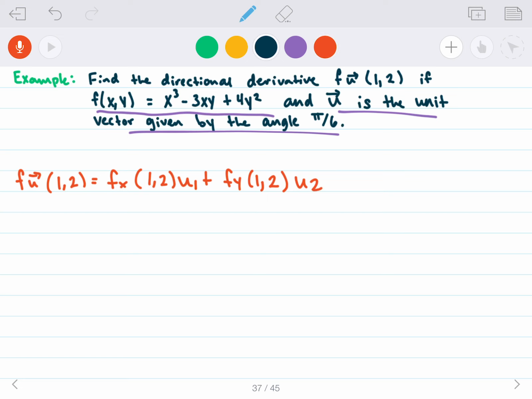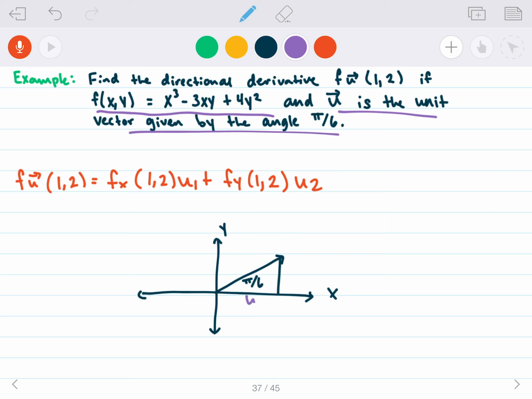Well, your direction vector is always going to be a unit vector, right? Here we're dealing with just x and y components in the xy plane. So we can imagine that our unit vector is going to be in the xy plane, and it's going to make an angle of pi over 6. I mean, that's not really to scale, but here's pi over 6. And the question is, what is u1, our x component of that vector, and what is u2, our y component?